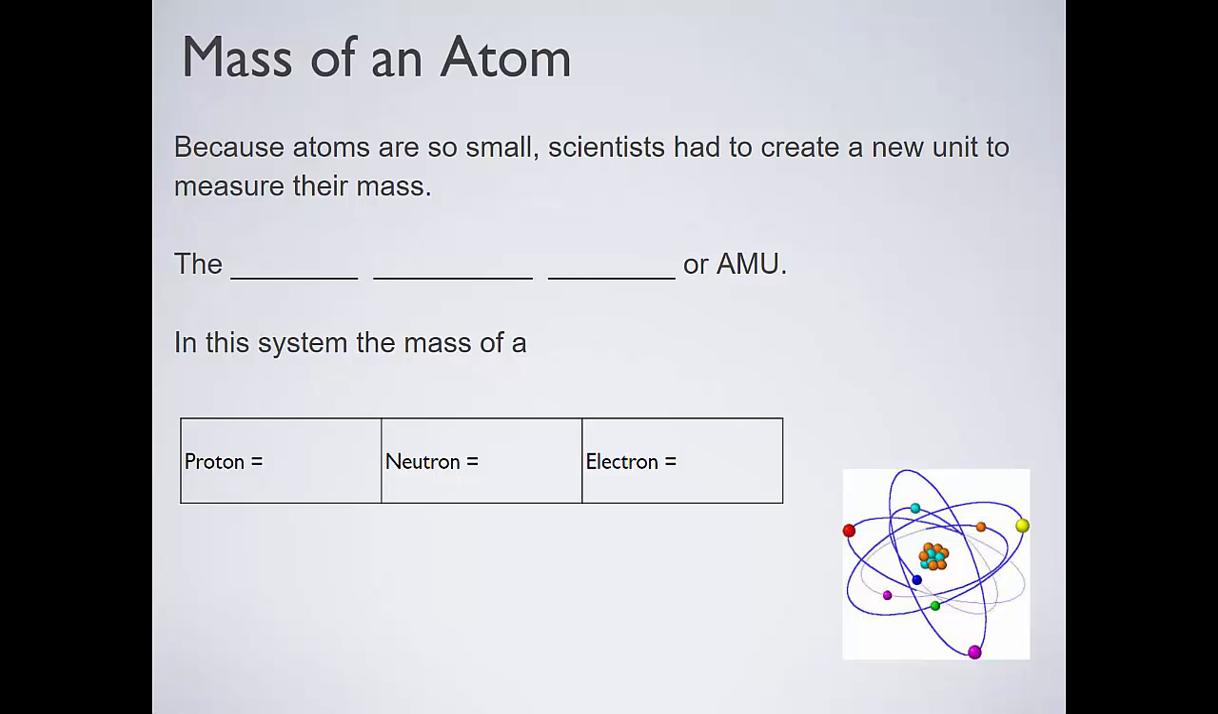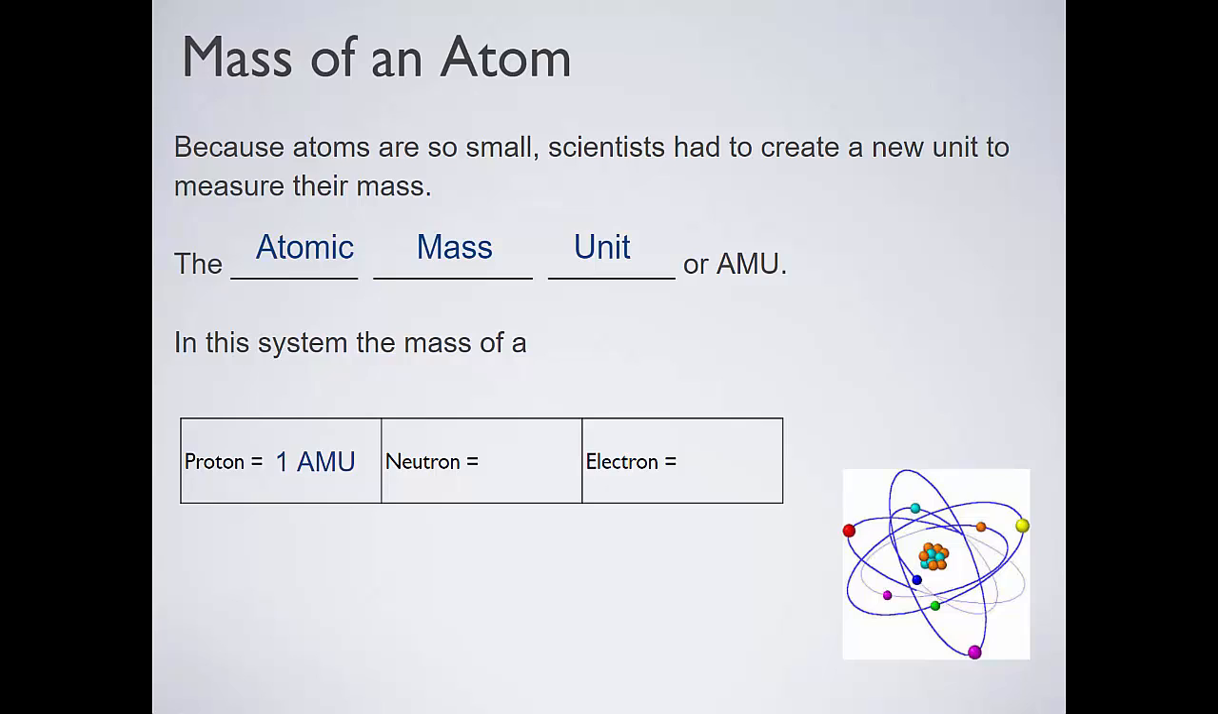So these atoms are really small. Obviously, they're extremely small. And so to measure the mass of a single atom, scientists actually had to come up with a new unit for it. You couldn't use milligrams or micrograms or nanograms even. So the unit they've come up with is called the AMU, the atomic mass unit. And so in this system, the mass of a proton is 1 AMU.